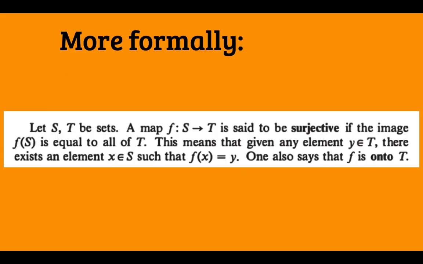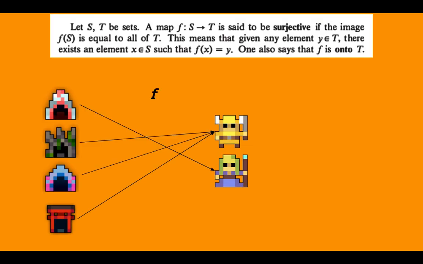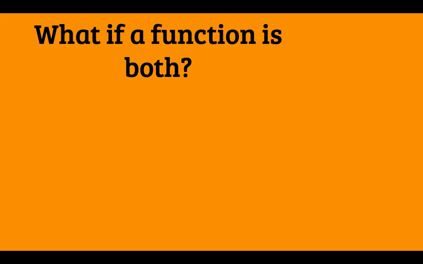So more formally here, we say a map is surjective if the image f of s is equal to all of t. What does that mean? Basically that means that all the arrows are pointing to all of the guildies. And we see here that indeed the arrows are hitting each guildie, which is good. So this map, F, is called surjective.